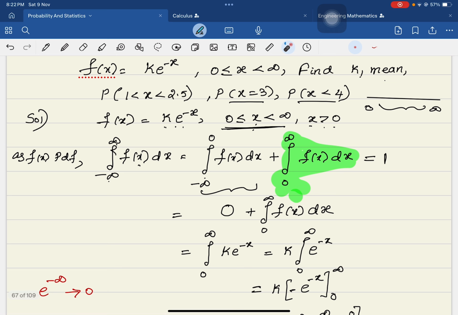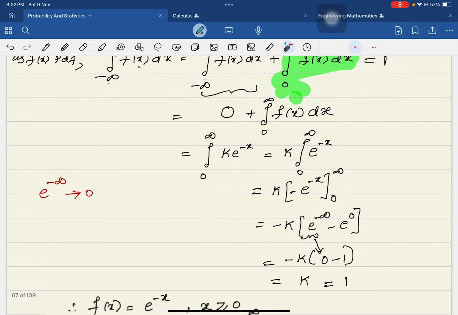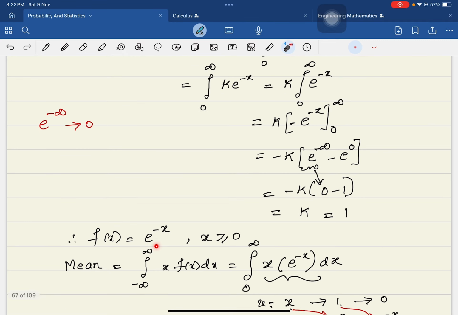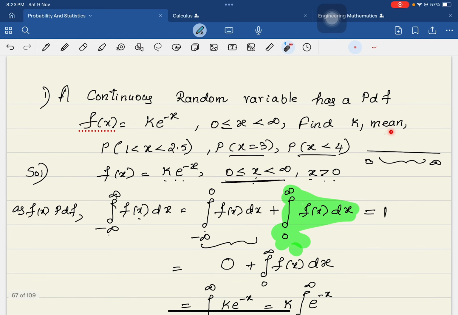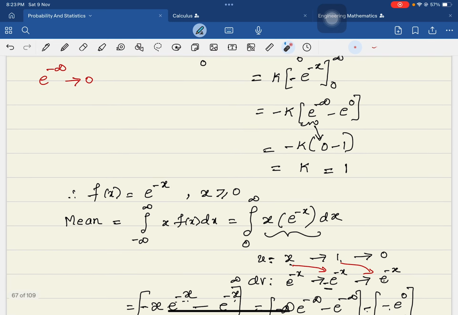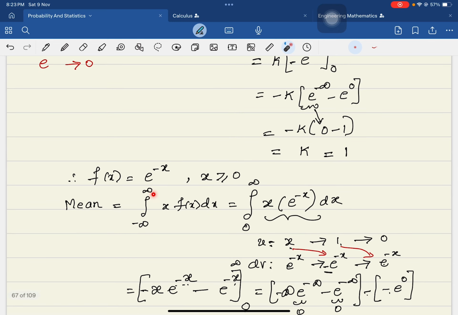Now, since f of x is k times e power minus x and k is 1, f of x is e power minus x for x greater than or equal to 0. The next question asked was to find the mean. The mean is given by the integral from minus infinity to infinity of x times f of x dx. But the range of x is from 0 to infinity, so it is the integral of x times e power minus x dx.